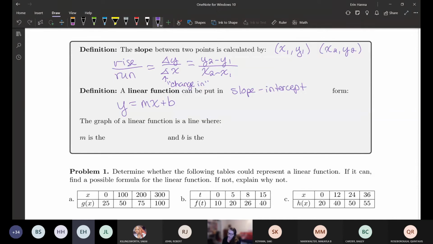The graph of a linear function is a straight line, where m is going to be the slope of that function. So essentially, if you take any 2 points and use that slope formula, it should give you that. And then b is going to be the y-intercept, which is why it's called slope-intercept form. Maybe I should be a bit more meticulous and say vertical intercept.